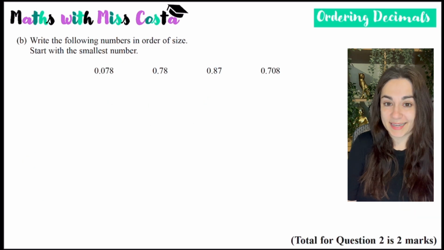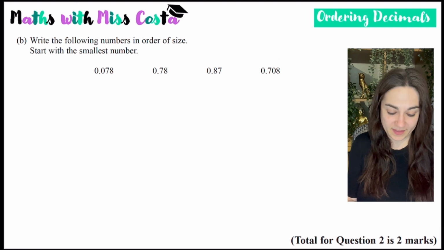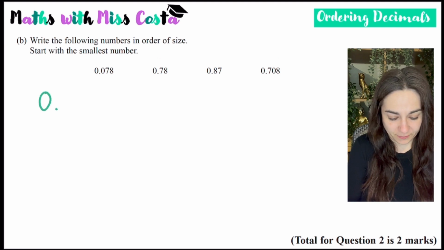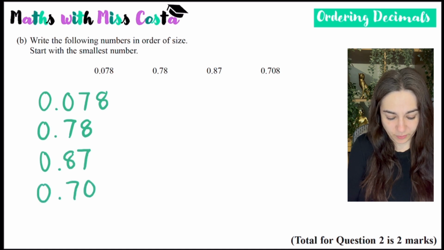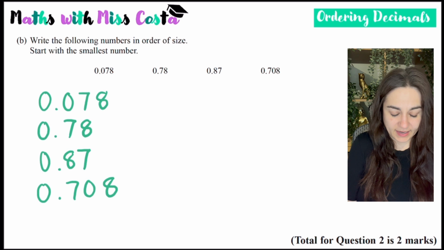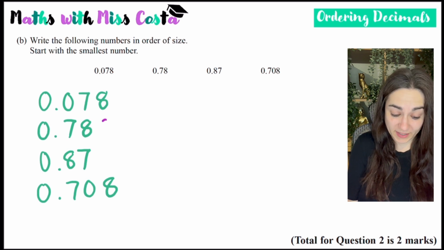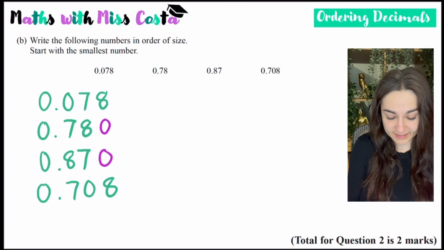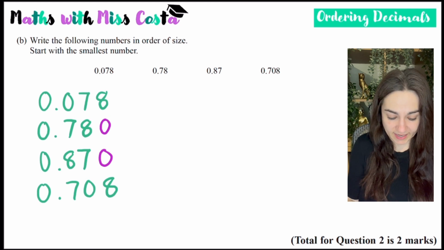Next, I'm ordering decimals, so this is a little bit trickier, and it's really helpful to line them up so we can compare their place value. So I've got 0.078, I've got 0.78, I've got 0.87, and then 0.708. Now, just so that I can compare them, with ordering decimals like this, it's helpful to fill in zeros for any of the place value where there isn't anything there.